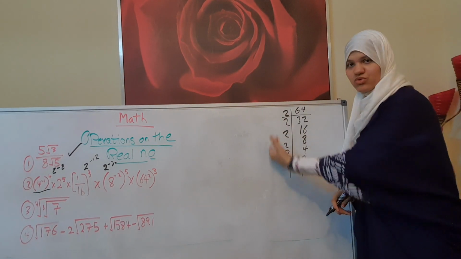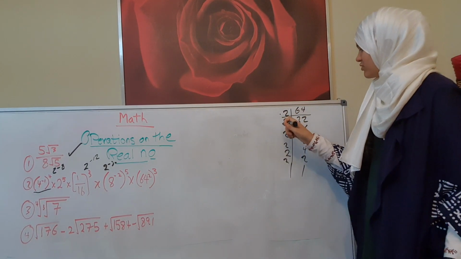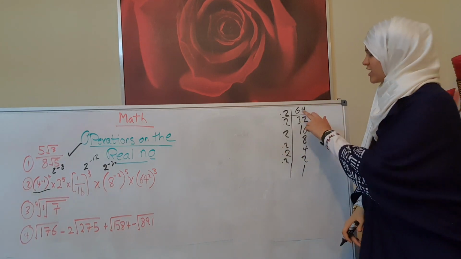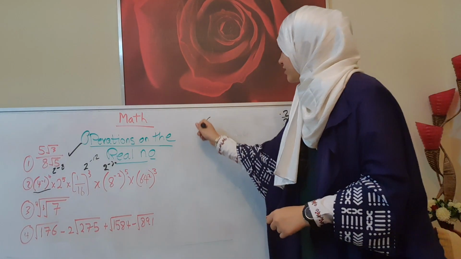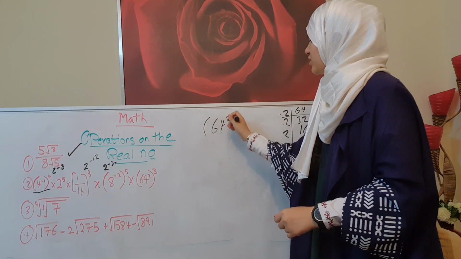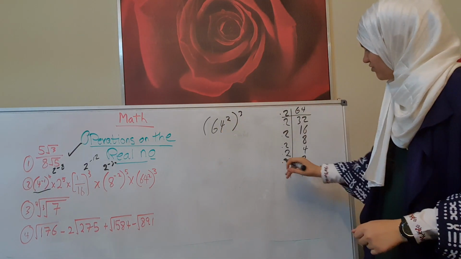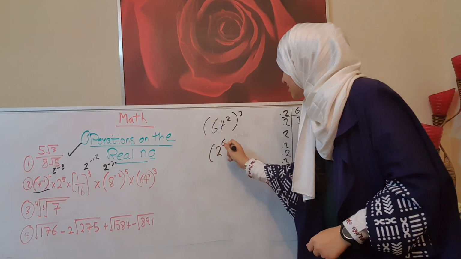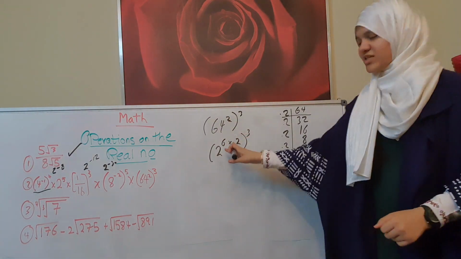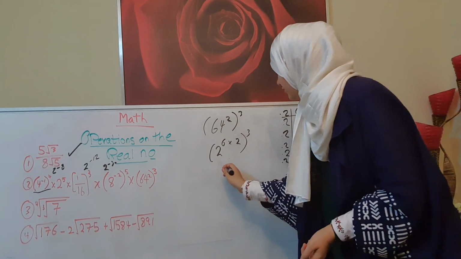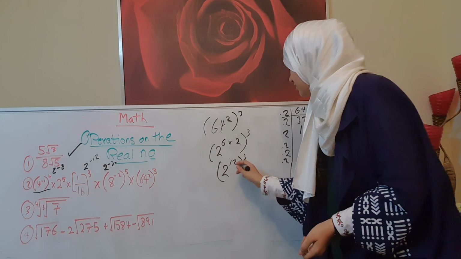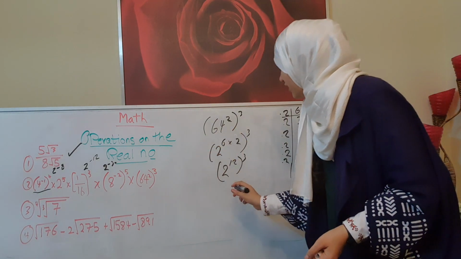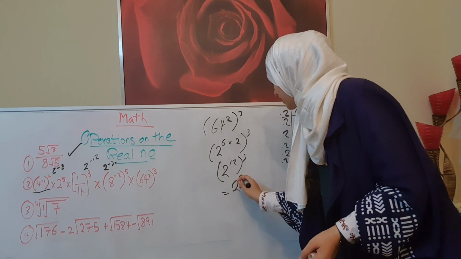Okay, now how many times can 2 multiply itself to bring 64? 1, 2, 3, 4, 5, 6. That means 2 multiplied by itself 6 times will bring us 64. Now, 64 to the power of 2, the whole to the power of 3, becomes 2 to the power of 6 times 2, the whole to the power of 3. 6 times 2 is 12, so 2 to the power of 12, the whole to the power of 3. 12 times 3 is 36. The final answer for the fifth part will be 2 to the power of 36.